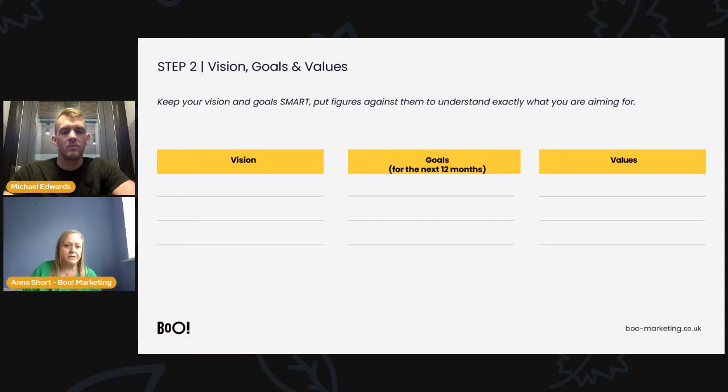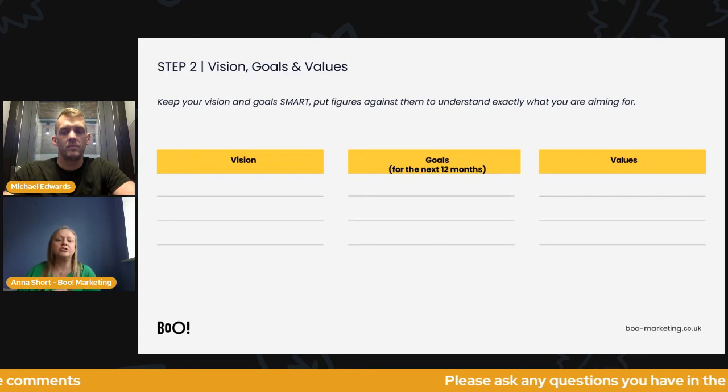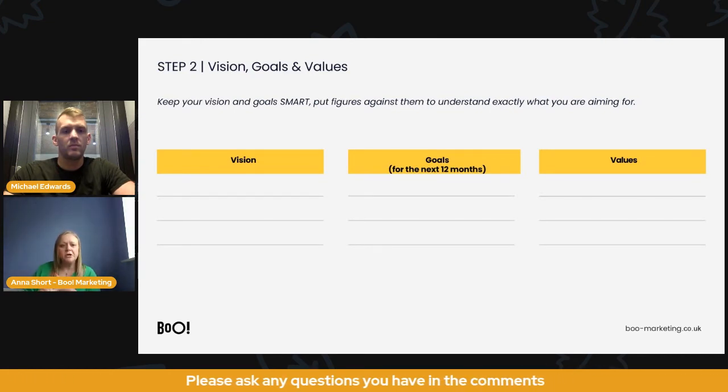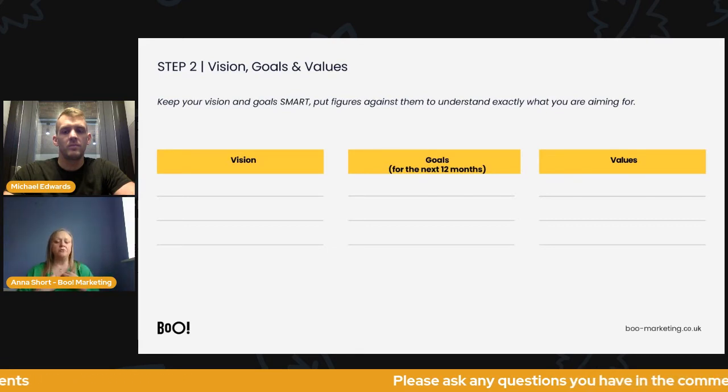So if you want a certain amount of new customers, write down how many. If you want to do a certain number of webinars, or you want to work on cross-selling and upselling to your current customers, put values and numbers on those things. As you build up that vision and those 12-month goals, that gives you your focus of what you're aiming towards.